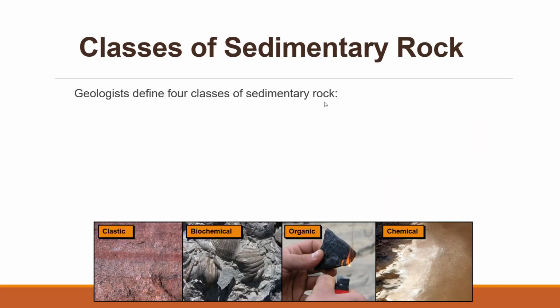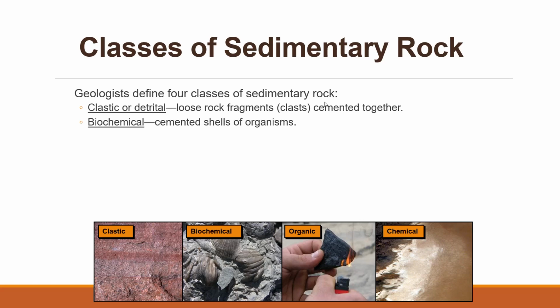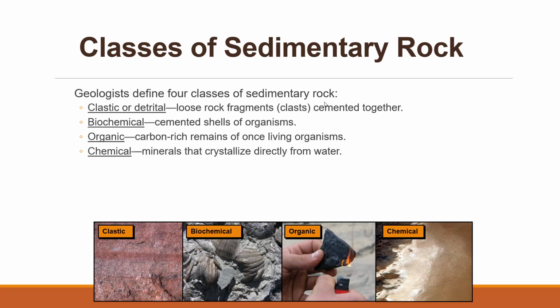So we define 4 classes of sedimentary rock. We have clastic or detrital, where we have loose fragments of rocks that are cemented together. Sandstone would be an example of this. Biochemical, where we have cemented shells of organisms, so this would be things like limestone. Organic, which is carbon-rich remains of once living organisms, like coal. And chemical, which is minerals that crystallize directly from water.